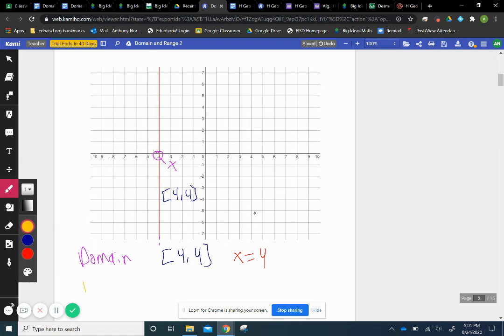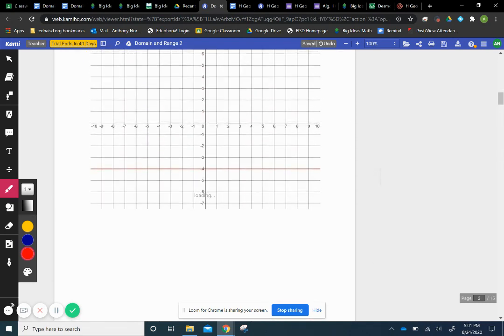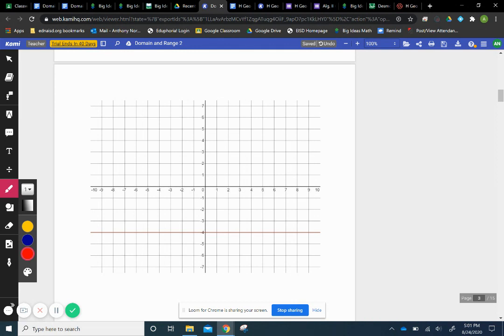Next we're going to do our range. As we look, it keeps going up and up and never stops, so that's infinity. Going down, down, down, it's negative infinity. So this is our interval notation. When we have negative infinity to positive infinity, our inequality is all real numbers. This one is similar to the previous one, it's just going left and right instead of up and down. I'll leave this for you.